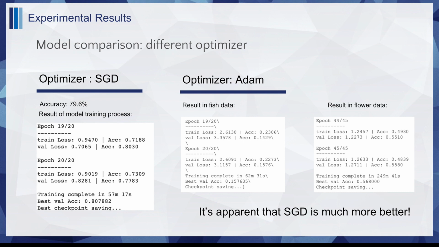Second, we tried to use different optimizers. We tried to use SGD optimizer, and also we tried to use Adam. If we compare in the tables, the best one was SGD. With SGD, we achieved nearly 80% accuracy. With Adam, we got really, really low accuracy for both datasets, flower and fish.